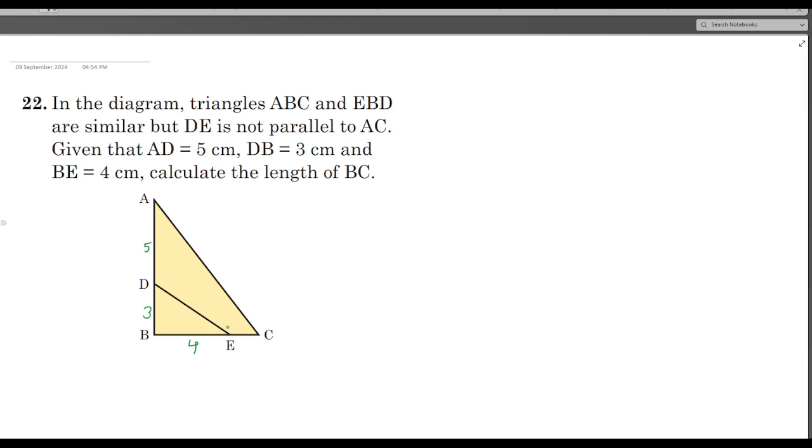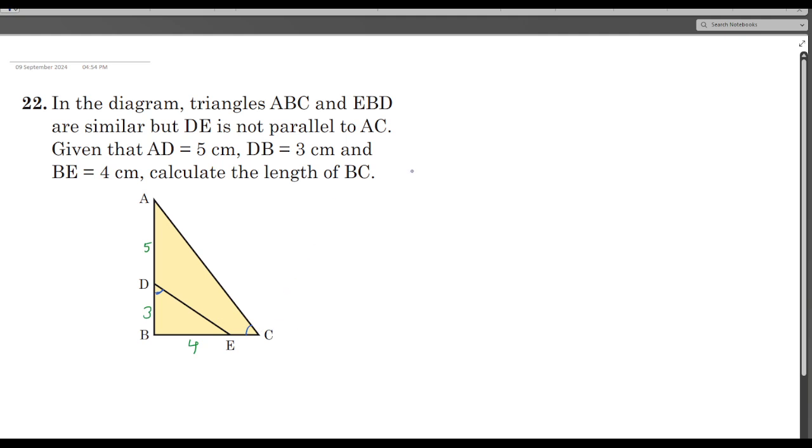Okay, so now it is given that these triangles are similar, and also it is given that DE is not parallel to AC. So as DE is not parallel to AC, definitely your angle E and C are not equal, and your angle D and A are not equal. Angle B definitely is common. So what we conclude from here is that as D is not the same as A, then definitely it is going to be the same as C.